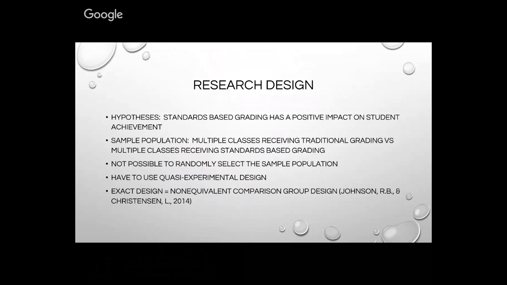And you're going to have to look at certain classes that are receiving traditional grading and certain classes that are receiving standards-based grading. Now, this sample population, these classes, they're already put together. So this eliminates the possibility of randomly selecting the sample population. Because of this, as a researcher, you have to move to a quasi-experimental design, because there is no randomization in the sampling. So the exact quasi-experimental design would be the non-equivalent comparison group design.